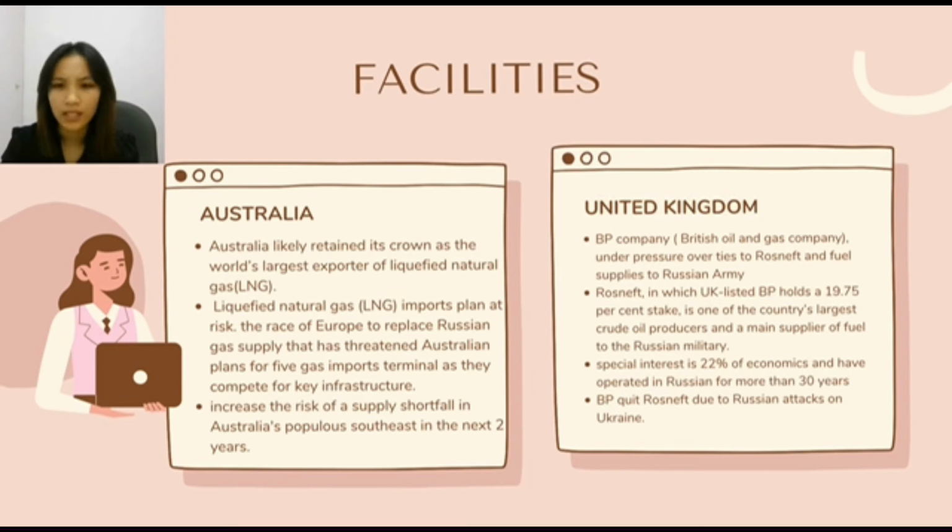Rosneft is special to BP because of the special interest, 22% of its economy, and BP has operated in Russia for more than 30 years. BP still wants to quit Rosneft because BP doesn't want to continue to supply fuel to the Russian military. This is due to the Russian attack on Ukraine.